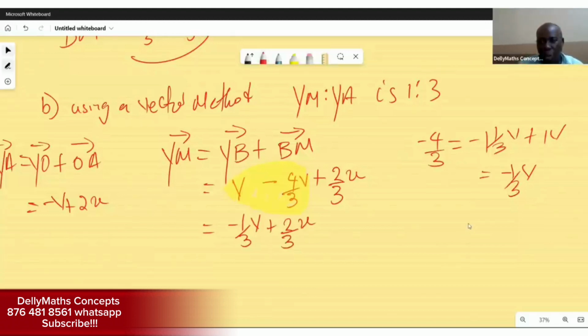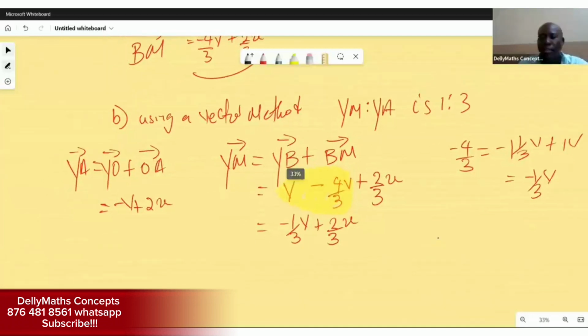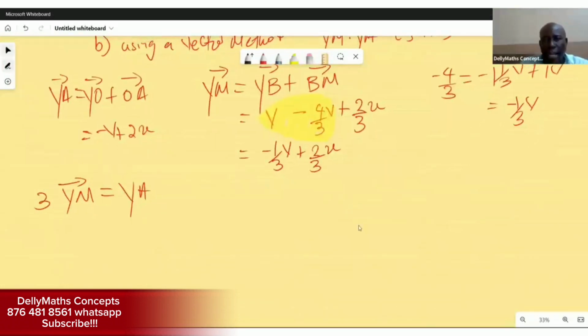Now, I want to prove this. Now I have my vectors, and they want me to prove that this is in the ratio of that. You know what that means? That means that YA is 3 times bigger than YM. That means if I multiply YM by 3, I should get YA. That's what they're saying. So let us try to prove that now, and then we're done.